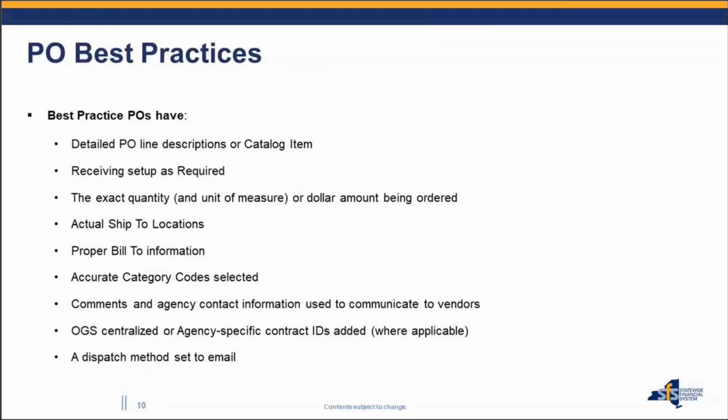The comments and/or agency contact information on your purchase order are used to communicate with vendors, right? We'll touch on this a little bit, but any additional information that goes along with the procurement that you're making that needs to be communicated to these vendors can be applied to your purchase orders in several different locations within Statewide Financial System. OGS centralized or agency-specific contract IDs, as well as agency purchase authorization contracts, identifying those contracts when they apply to the procurement and properly attaching those contract IDs to your purchase order. And then finally, Alex just touched on the dispatch method being set to email. Best practice is that systematically through the Statewide Financial System, the final version of your purchase order, when approved, is dispatched via email electronically through SFS to your vendors. We'll go into a little bit more detail about that as well.